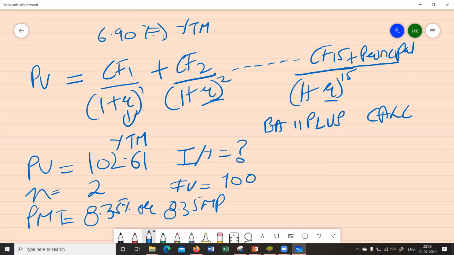Now, 6.90 is, I would say, an approximate number because it depends on a couple of conditions, which I will focus on. Before I go to that, I just want to show you a very interesting thing. So you must be thinking that 8.35 is the coupon payment of the bond.